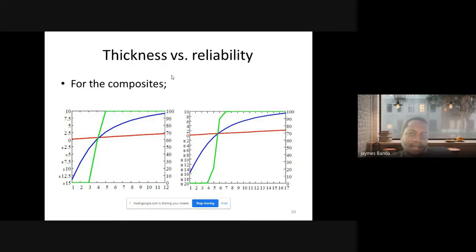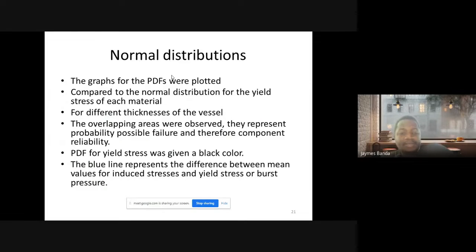Normal distribution curves were also plotted, and they were compared to a normal distribution for the yield stress property of each material. The different thicknesses were applied, and several graphs could be plotted on the same sheet to show the characteristics and therefore the probability of failure and component reliabilities. The PDF for yield stress was given a black color as a reference point, and the blue lines represent the difference between the mean value for induced stresses and yield stress or burst pressures.